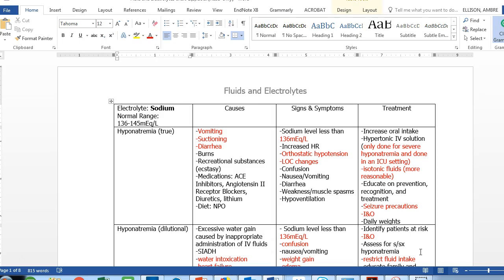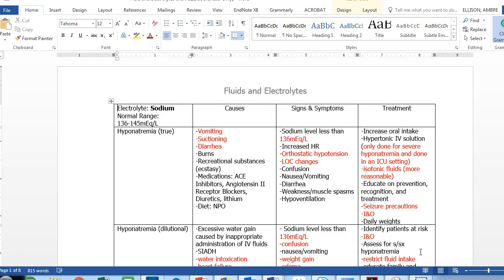So for true hyponatremia, we have vomiting, suctioning, and diarrhea as the cause. So basically GI losses. Sodium level is going to be less than 136. The patient will have orthostatic hypotension and level of consciousness changes. The way we manage this hyponatremia, if it is significant, like they are on the verge of having a seizure or they came in having a seizure, they will administer hypertonic IV solutions. However, it is only done for severe hyponatremia and it's done in an ICU setting.